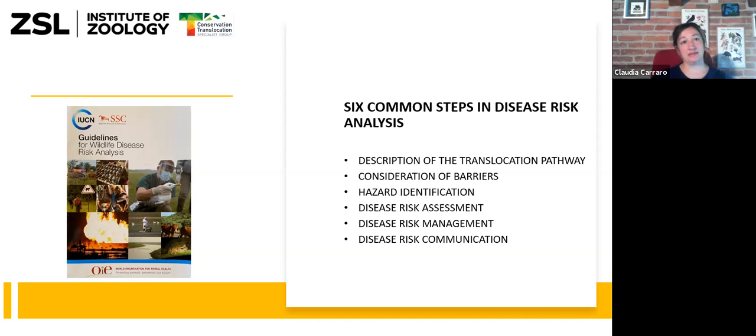A disease risk analysis is therefore an important evaluation preceding a conservation translocation and can be used to inform any disease risk management, possible pre- and post-release monitoring, and ultimately whether a translocation should proceed. The method we use is published in the 2014 OIE IUCN Guidelines for Wildlife Disease Risk Analysis and involves 6 steps: the description of the translocation pathway, consideration of barriers, hazard identification, disease risk assessment, disease risk management, and disease risk communication.